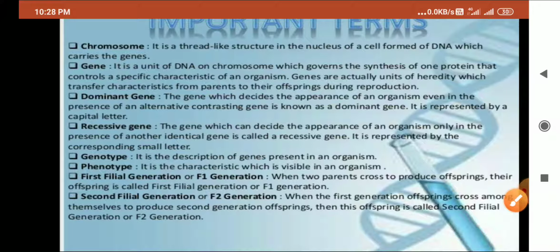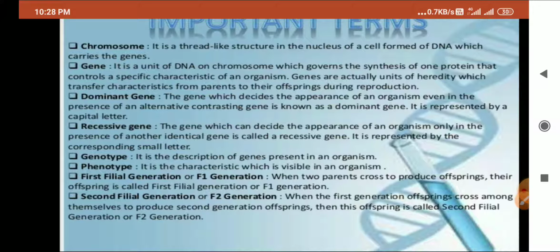They carry the genetic information in the form of genes. A gene is a unit of the DNA on the chromosome, which governs the synthesis of one protein that controls a specific character or trait. So genes are the unit of inheritance, which transfers the character from one generation to another generation during reproduction.